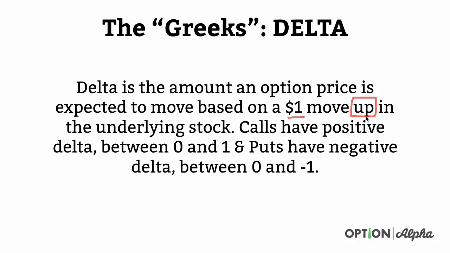Naturally then, call options have positive delta between 0 and 1, meaning that if the stock moves up, that is always good for long call options. And vice versa, put options always have a negative delta between 0 and negative 1. That doesn't mean that they are bad. It just means that when the market is moving up, it negatively impacts put options. But when the market moves down by $1, it would positively impact a put option. Okay, so that's basically the textbook definition, if you will, of delta.